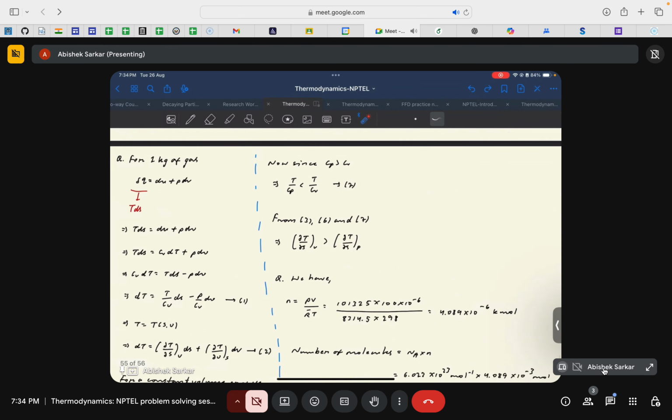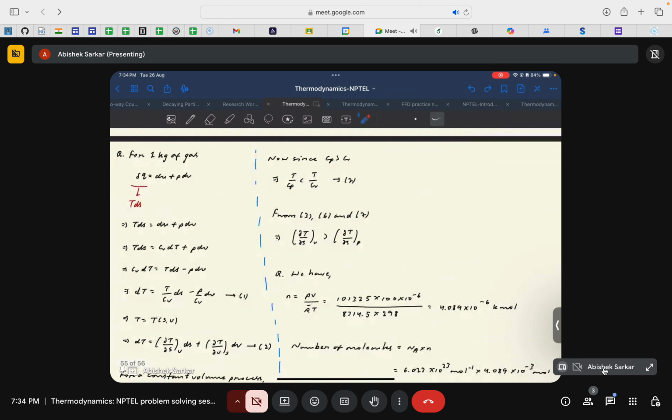So let us look into it. Yeah. For 1 kg of gas, just go. Okay. Sorry, just go with me through the derivations. Okay. So if there's any doubt, you can ask. Okay.